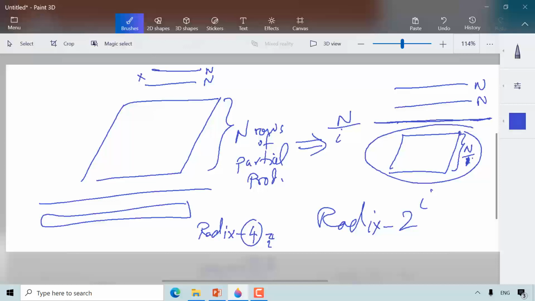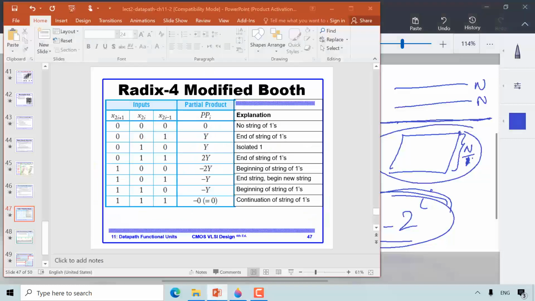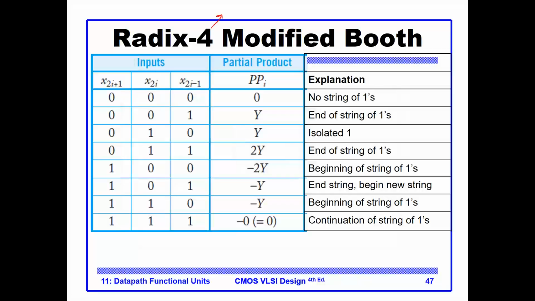So the idea is I'm trying to shrink this. So Radix 2 to the i reduces the number of rows from n to n divided by i. So Radix 4, and 4 here equals 2 to the 2, which means I can reduce the number of rows from n all the way to n over 2. Beautiful.